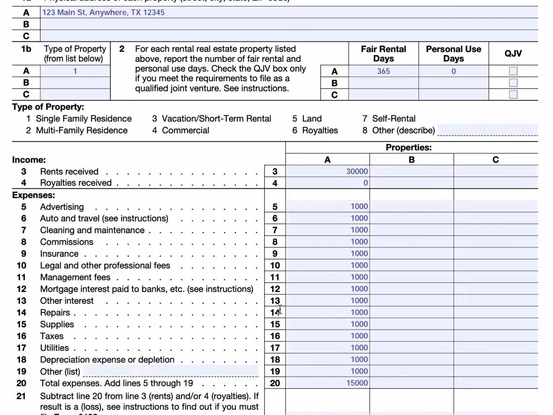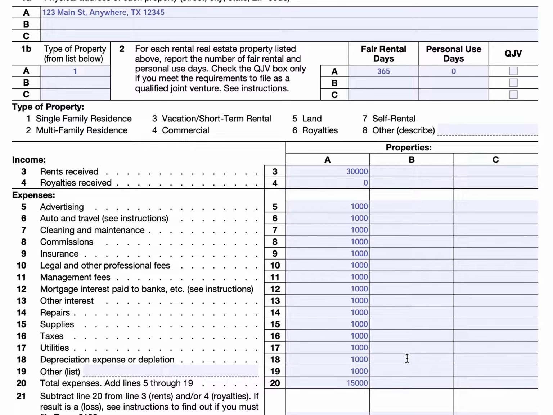So in line 3, you're going to enter the rent that you received for the tax year. You would use a separate income column for each item. In this situation, John Doe is only reporting on 1 property, but it's very easy to visualize what it would look like if he had properties in column B and column C.